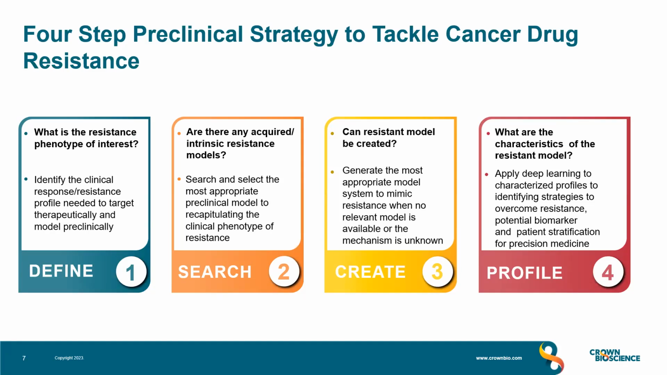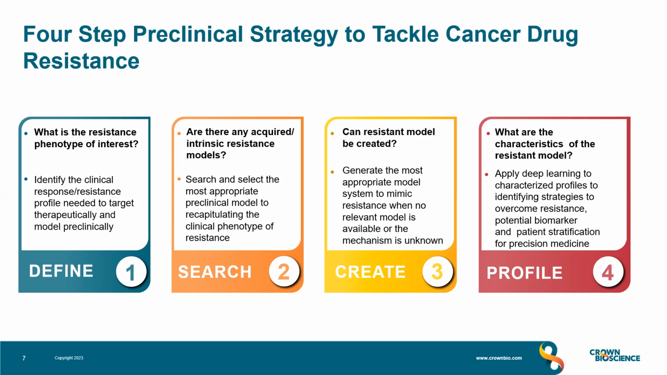So hopefully, like I said, some of the examples will dive into this a little bit more. This brings me to the 4-step strategy to investigate drug resistance using these preclinical tools. So the first step is: what is resistance? What's the resistant phenotype of interest? Now this may seem an obvious question, but being specific about the clinical response or resistance profile needed to target therapeutically will help determine whether this can be modeled preclinically, or what questions need to be answered sufficiently to draw the required outcomes and conclusions.